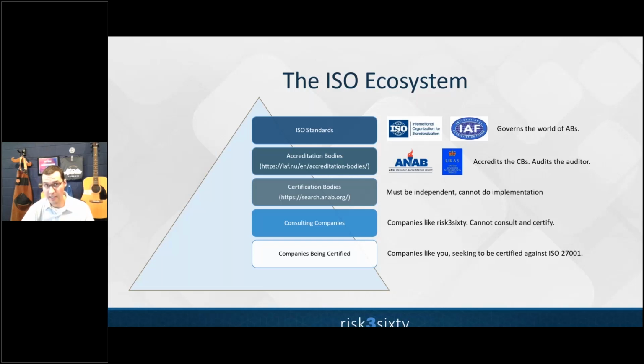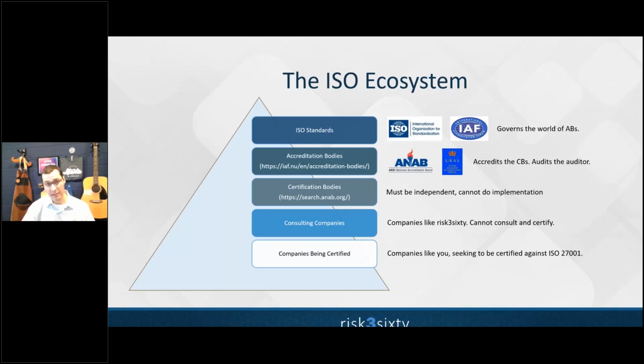Those certifications are given by what are called certification bodies. So separation is required between any consulting or implementation and the company that's actually doing the audit. There's a directory of accredited certification bodies. Certification body is a technical term for those that do the external audit. As an example, we have the ANAB directory linked there in the slide.